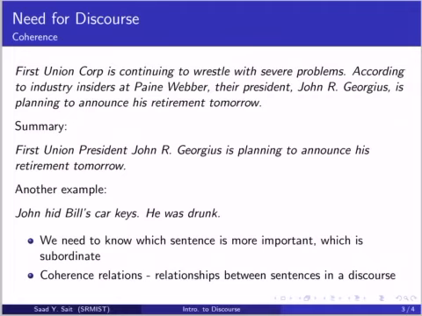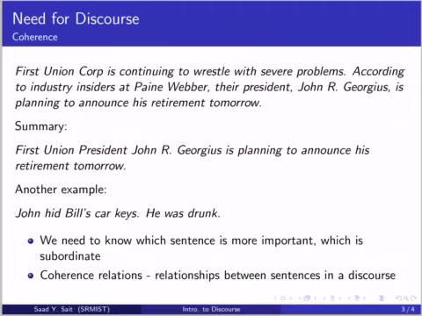So you need to understand that in this paragraph there are two sentences, of which the second sentence is important. According to industry insiders at Paine Webber, their president John R. Georges is planning to announce his retirement tomorrow. And that's the main sentence, and the first sentence just gives additional information. So somehow the relationship between these sentences has to be known, and that's what we call coherence relation. We need to find out the relationship, which we call coherence relation, between the sentences in a paragraph.